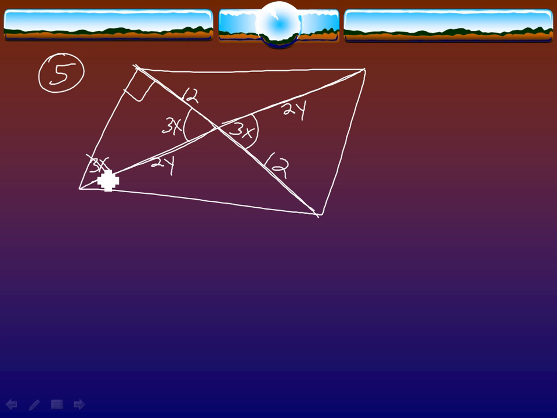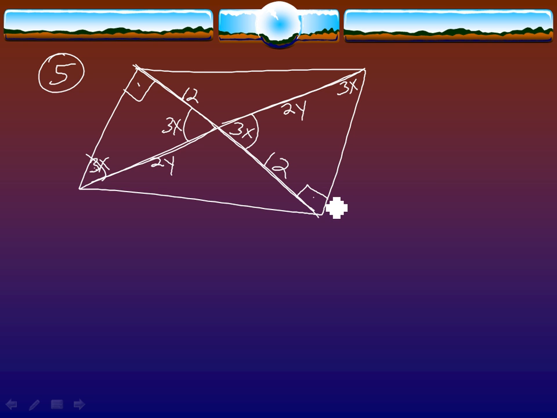Now let's look up here. If this angle is 3x, what do we know about this angle up here? It's 3x also. I don't know if we'll need all this or not, but it's stuff that we know. If this angle right here is 90, what's this angle down here? 90. So we know all that stuff. We could actually go a little farther and say that this angle right here is 180 minus 3x, but that's probably going a little too far. All right?